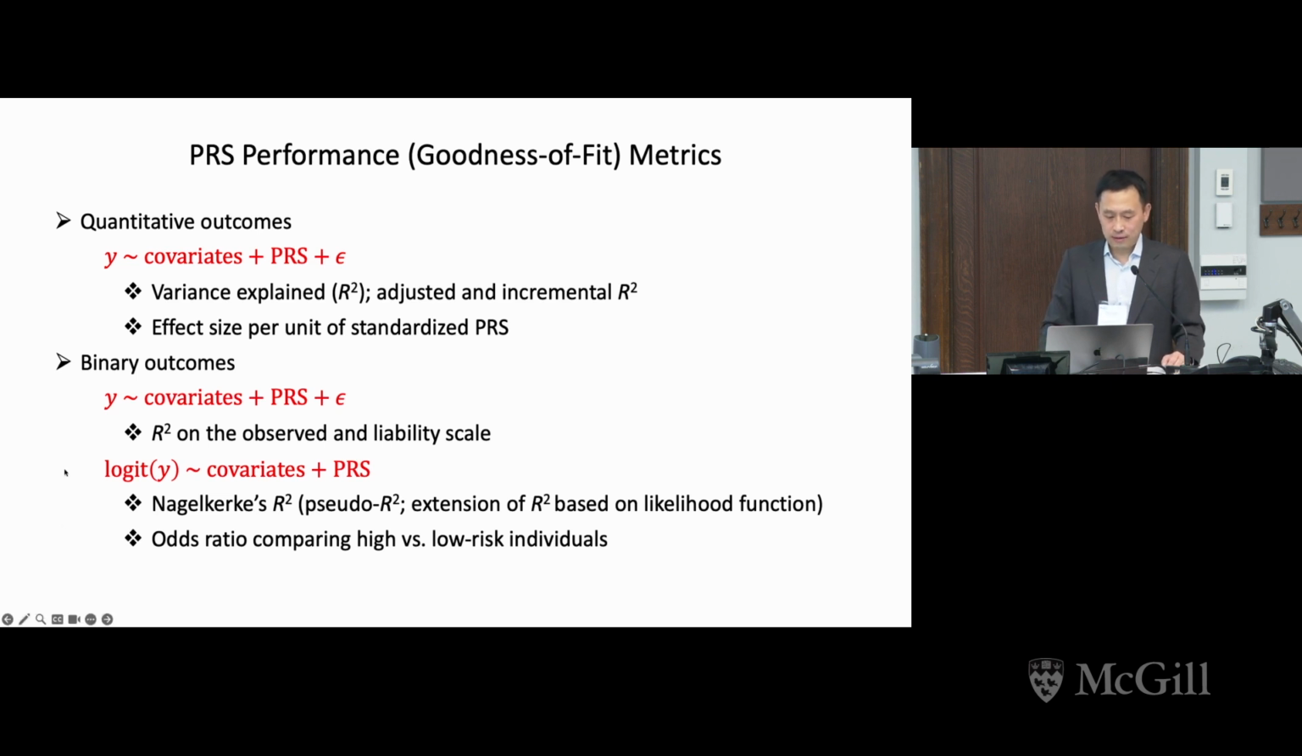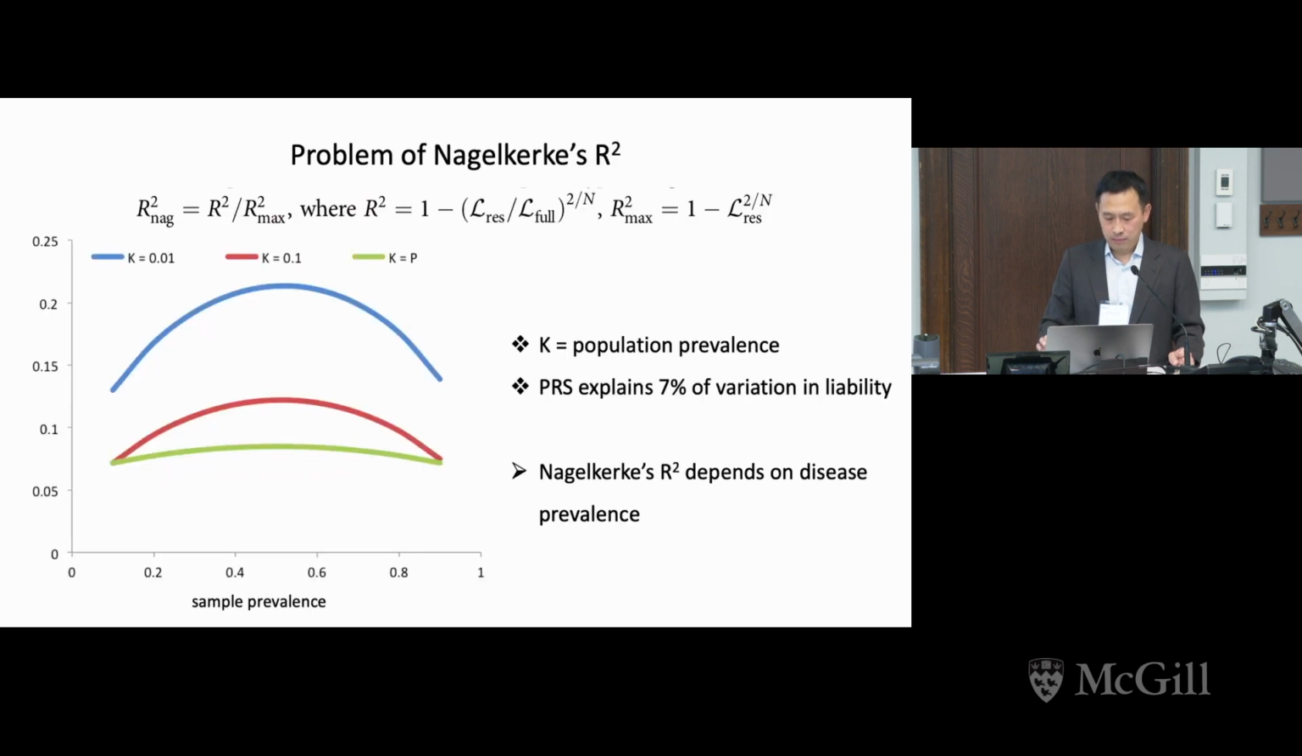The next approach is to treat the disease in a logistic regression model. Basically, you say we know this is a case control study, and we do a logistic regression so that it captures the underlying disease liability. But there is a problem: what if you do a case control study and the case control proportion really does not match your population prevalence of this disorder?